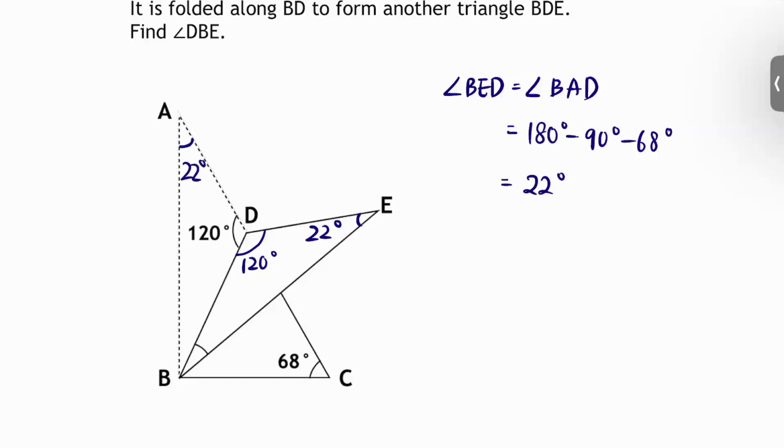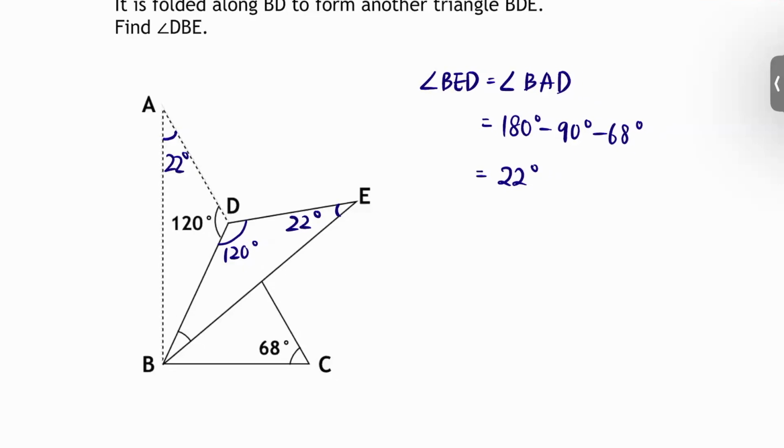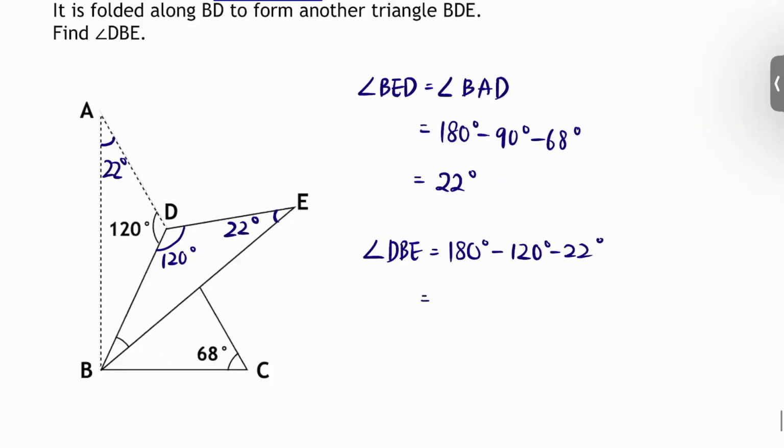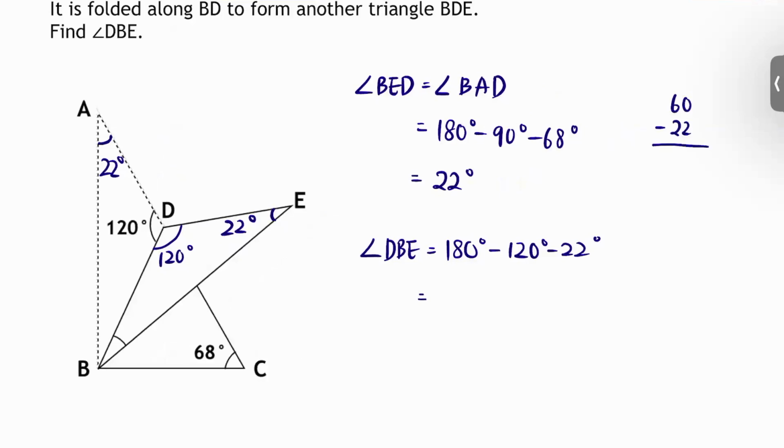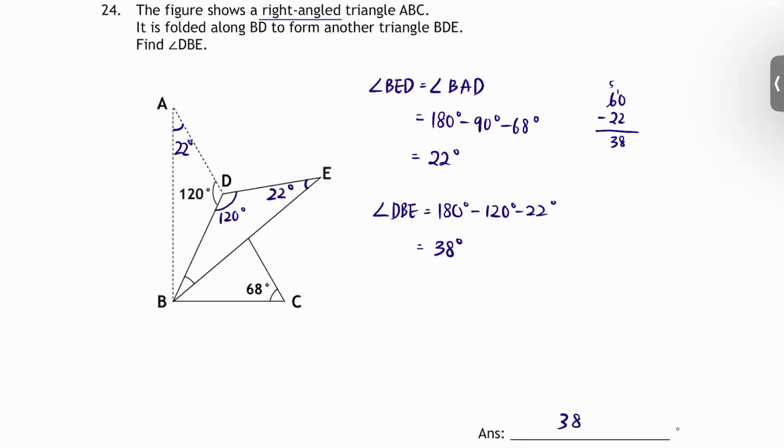So let's label on the diagram. In labeling, please use a pencil in school, just in case there's any mistake. It's easier to erase without ruining the diagram. So 22 degrees, and then we'll want to find angle DBE. Angle DBE, part of a triangle, 180, subtract 120, subtract 22 degrees. That will give me my answer of, I believe it is 60, subtract 22. Let's do it aside. 38. And that's the final answer for question number 24. Let's move on to question number 25.